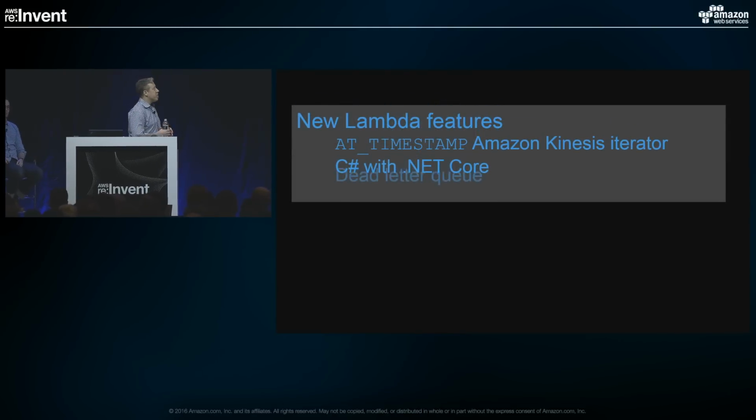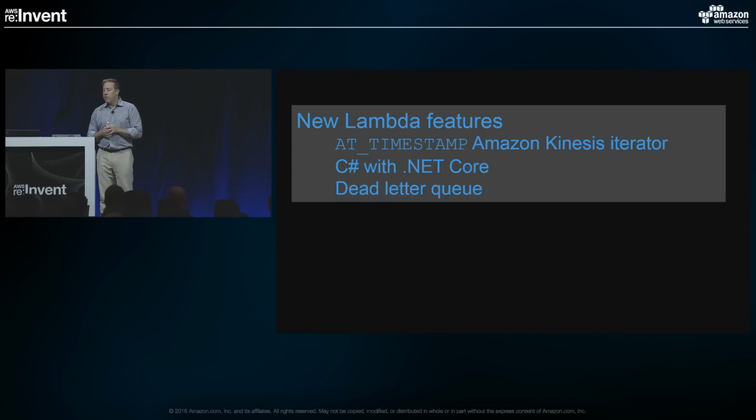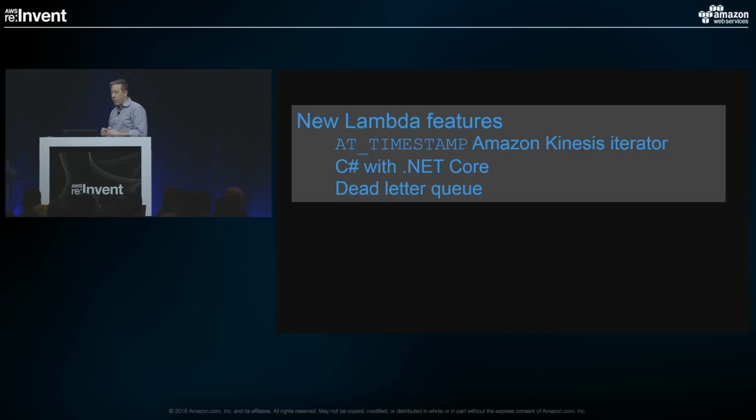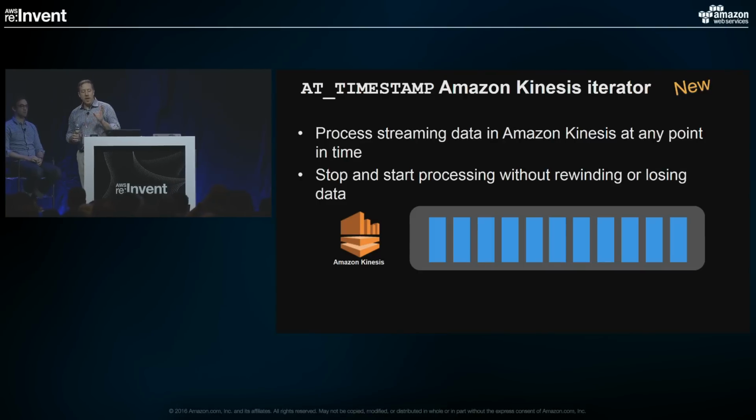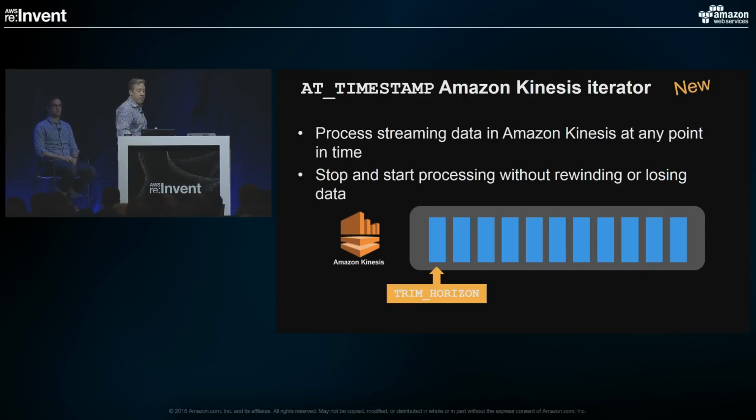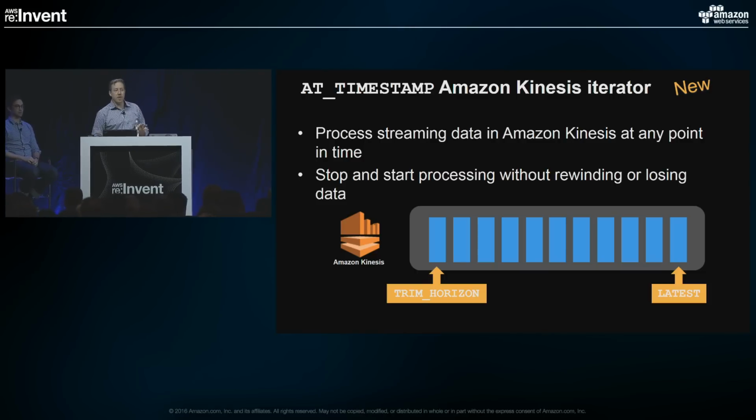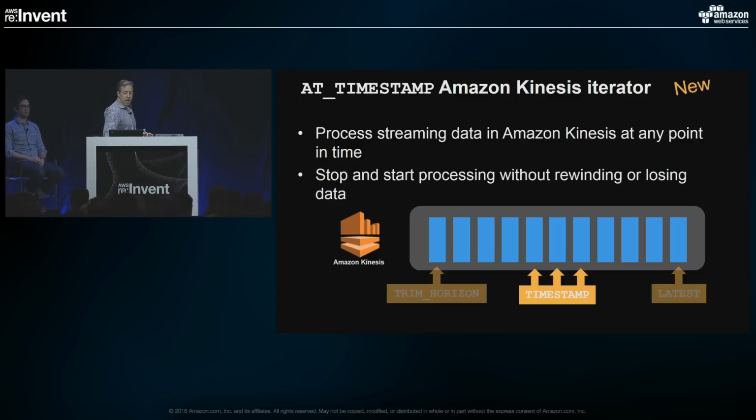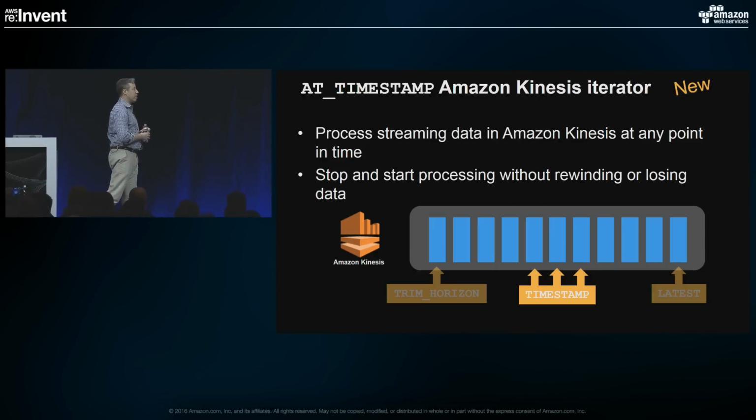Now, I want to talk about a few additional Lambda features that we're launching today. The first one of these is for our Kinesis users, and it's a new Kinesis iterator type. Now, we've always given you the ability to start at the beginning of a stream and to start at the end of a stream. Today, we're also giving you the ability to start anywhere you want in the middle of a stream.